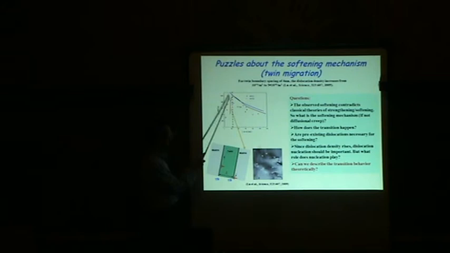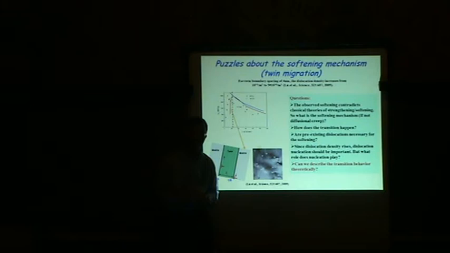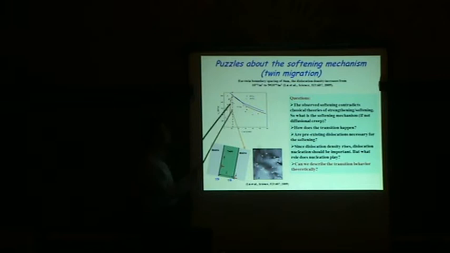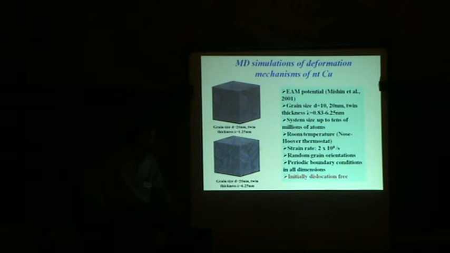In nanotwinned material, twin boundaries are coherent boundaries. They do not creep. If the high-angle grain boundary does not exempt diffusional creep, you should expect even less so for twin boundaries. Yet twin boundaries soften. So the classical theory cannot explain this phenomenon. I won't go through that detail because of time.